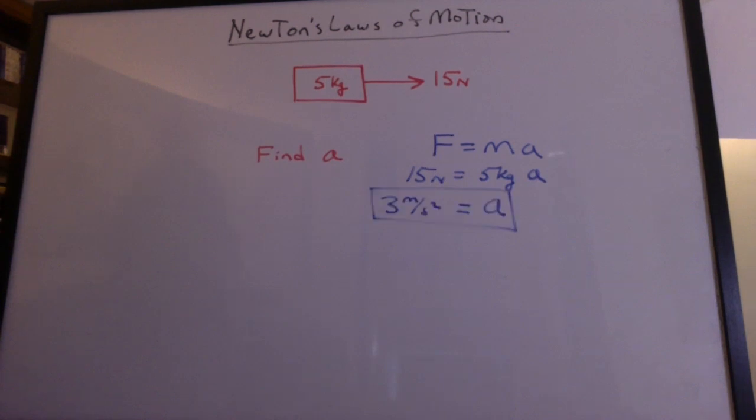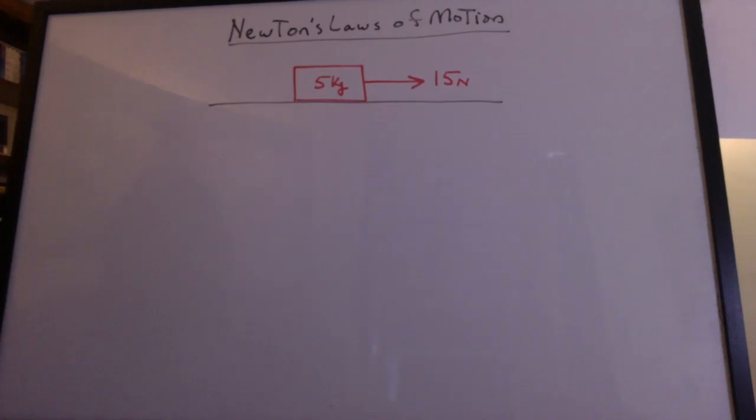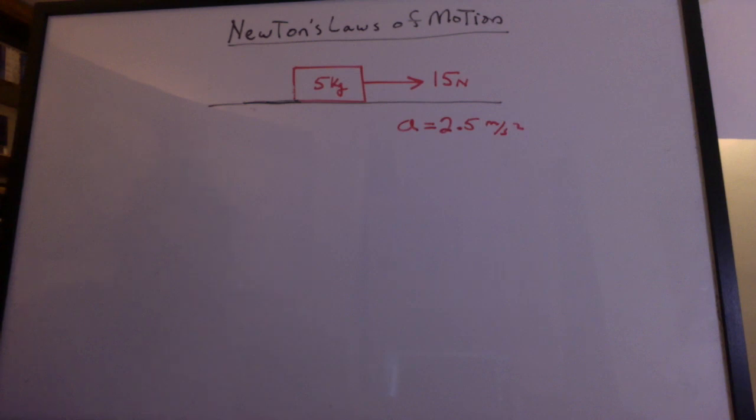Easy enough, right? Now what if I told you that we were doing this on a lab table and the experiment showed that the acceleration was 2.5 meters per second squared. The velocity is to the right. You have to find the force of friction. Now pause the video before you continue.